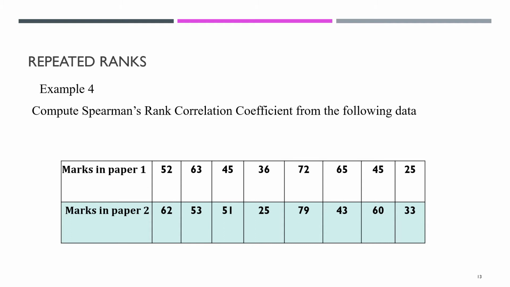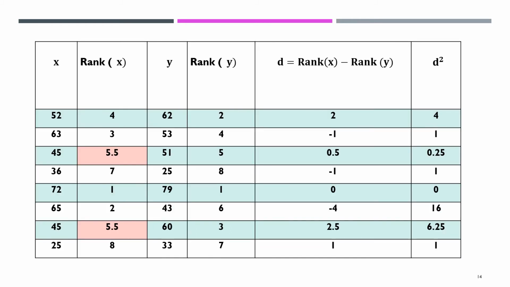So we will form the columns again. X is the marks in paper 1, Y is the marks in paper 2. So first writing the X column. Again, in the same way, we have to start with the highest number. Highest number is given as the rank 1. So here the highest number is 72. So 72 is given as rank 1. After 72, we have the next number 65, that is given as rank 2. After 65, we have the next number as 63, that is given as rank 3.